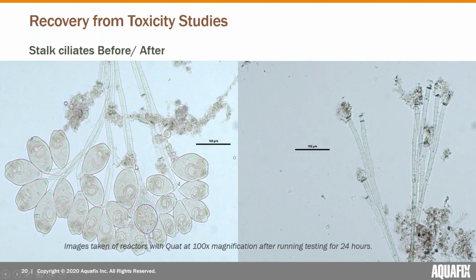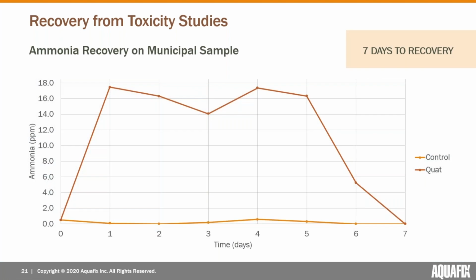Then we looked at stalked ciliates, before and after. We already showed that video. You can see what that does. We took the municipal sample and added Quat. The ammonia went up to about 17.4 ppm.